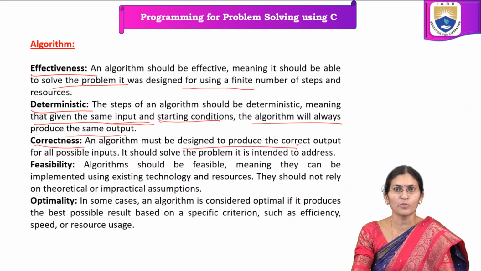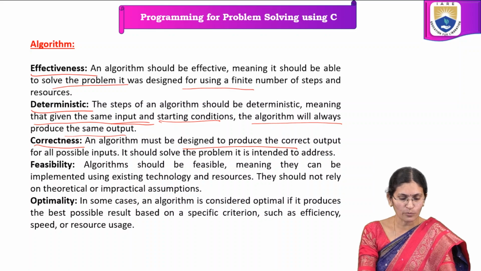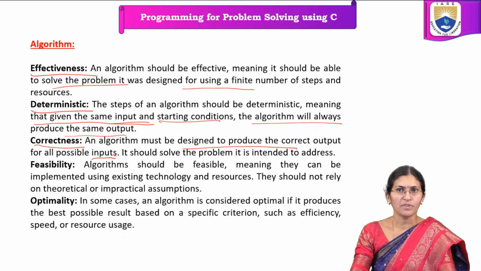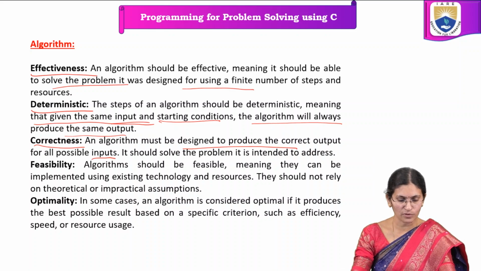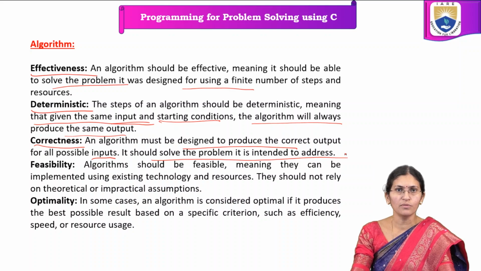Next one is correctness. The algorithm must be designed to produce the correct output for all possible inputs. That means it should give the correct output for all possible inputs for which it has been designed. So it should solve the problem it is intended to address.